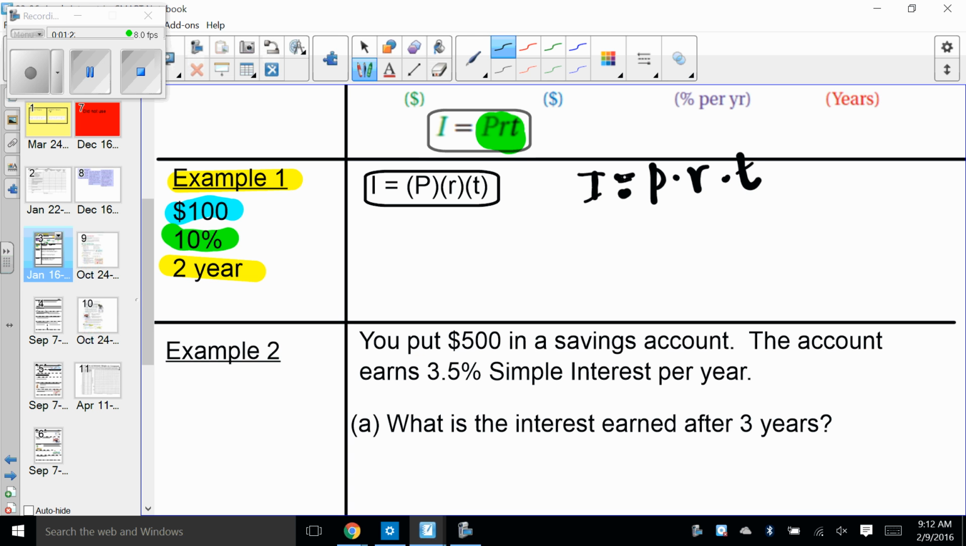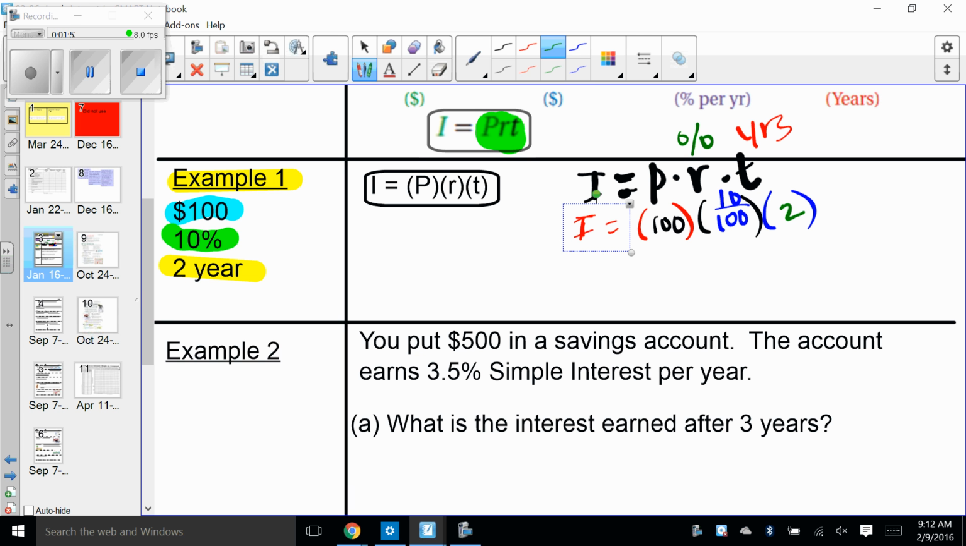So we have the interest formula: to calculate the amount of interest earned, you would take the principal multiplied by the rate multiplied by the time. The rate is a percentage and the time is always measured in years. So the interest would be equal to the principal, the amount of money that we start with, which is $100. The rate is 10%, so we're saying 10 over 100. And the time that we're going to have the money in the account is 2 years.